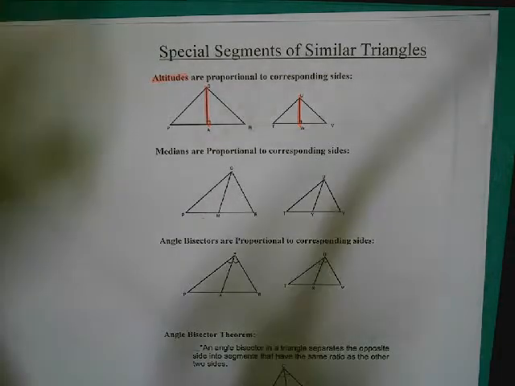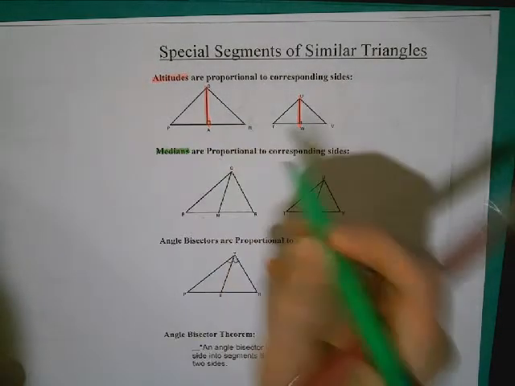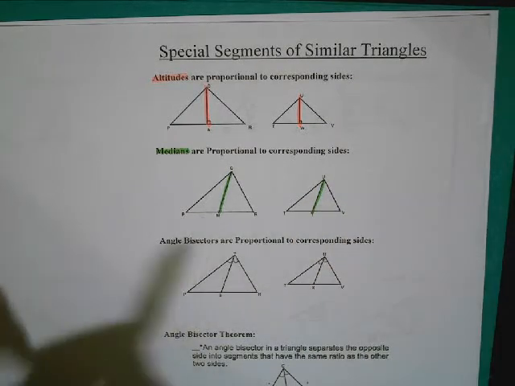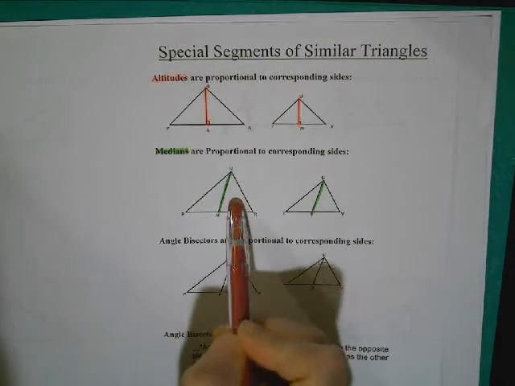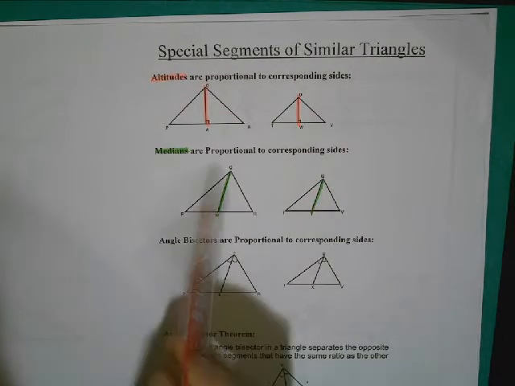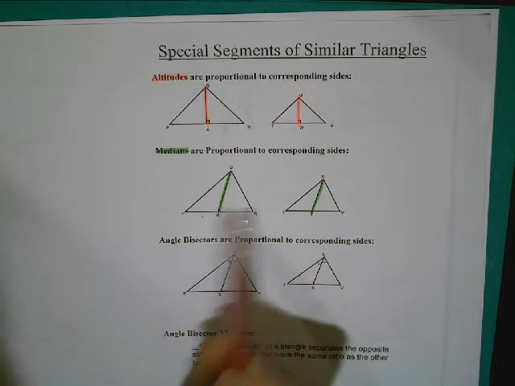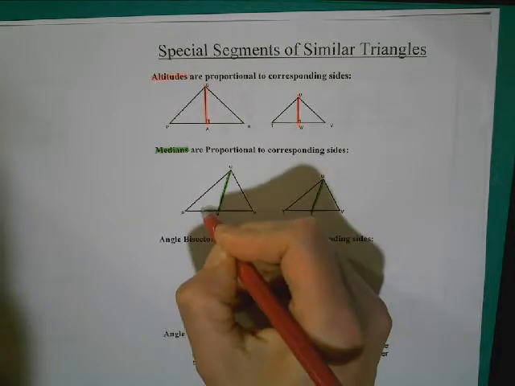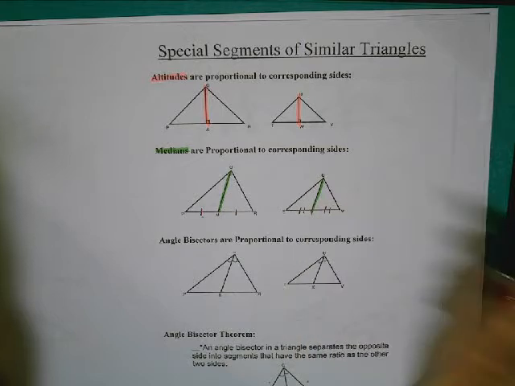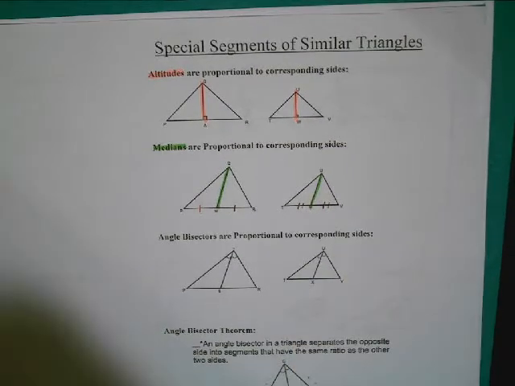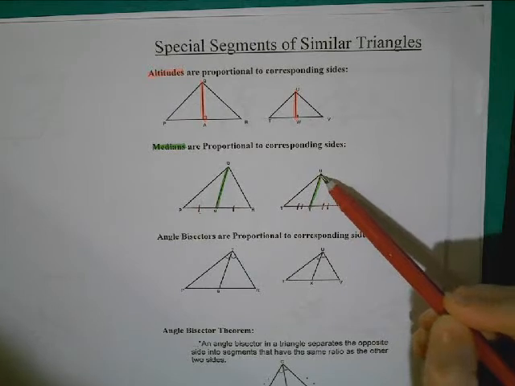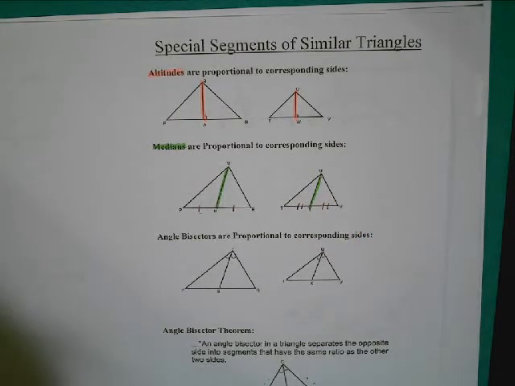Remember, a median is going to be this QM and this UY. And a median, remember, is where it cuts the base into two congruent parts. So PM is going to be the same length as MR. And TY would be the same length as YV. So a median cuts the base into two parts and is connected to the opposite vertex.